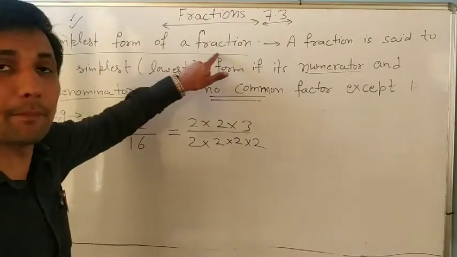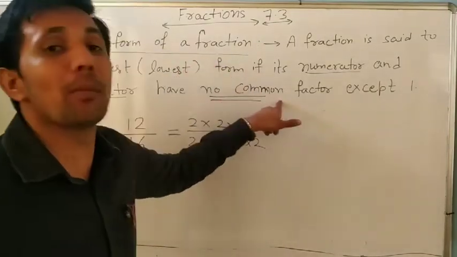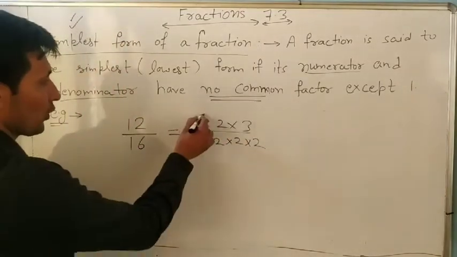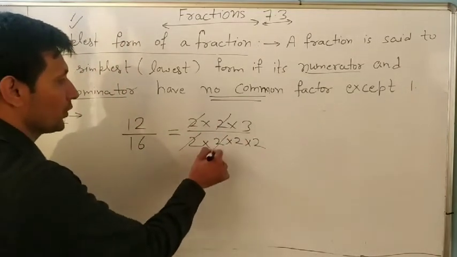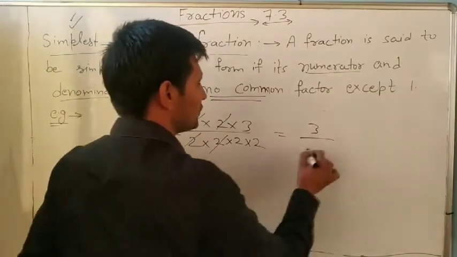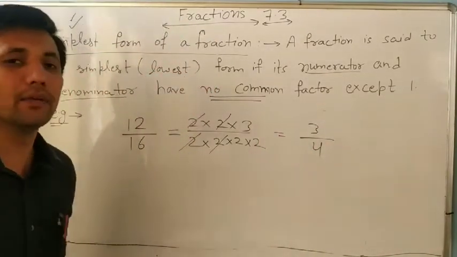But what is the simplest form? There is no common factor in the numerator and denominator. So 2 cut by 2, 2 cut by 2. Any other? No. So 3 upon, 2 into 2 is 4. 3 divided by 4.